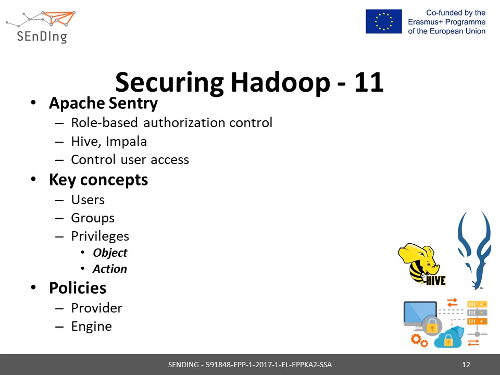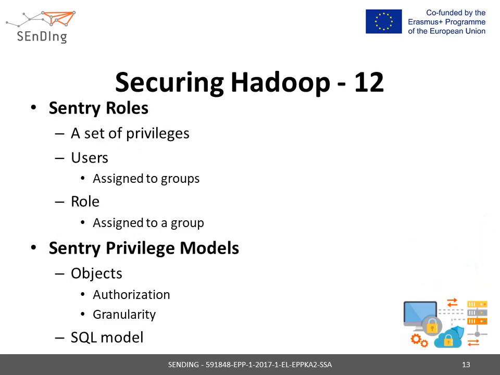Two entities, a policy provider and a policy engine, work together in making authorization decisions. Policy providers store the authorization policies in a text file or in a database. Sentry uses its policy engine to check the policy provider to determine whether an action requested by a user is authorized. Sentry doesn't grant privileges directly to users. Rather, it groups a set of privileges in a role. A role can be seen as a set of privileges, such as an administrator or analyst role, for example. Users are assigned to groups and a role is always assigned to a group, not to a user.